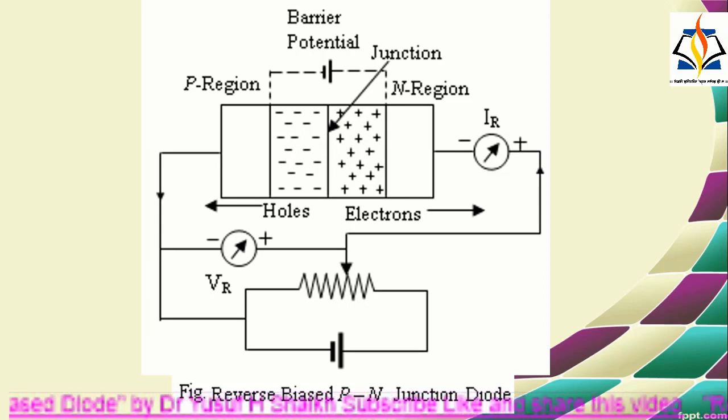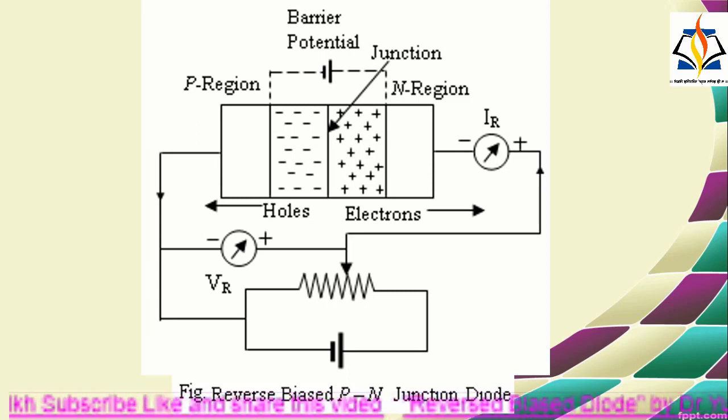In a reverse bias, the applied voltage is in the same direction as that of the barrier potential. Under this condition, the majority carriers, electrons in the N region, are attracted away from the junction towards the positive potential of the battery, and the holes present in the P region are attracted away from the junction towards the negative potential of the battery.